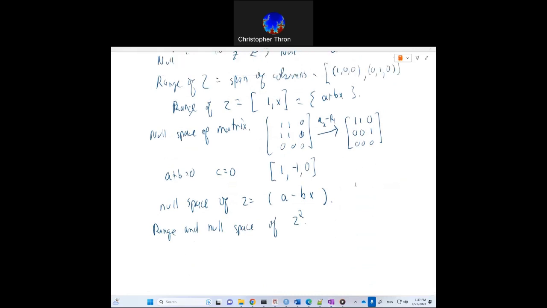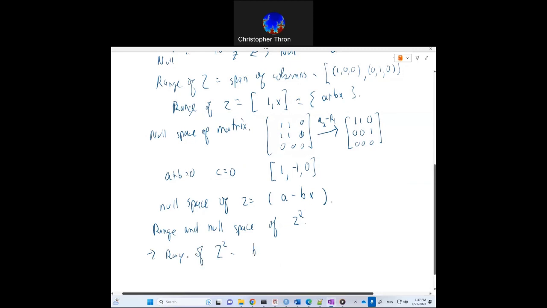Now, of course, the straightforward way to do this is simply to square the matrix. But there's another way to do it, or even more than one other way. So let's look at the range space. So I'll make this statement and then justify it.